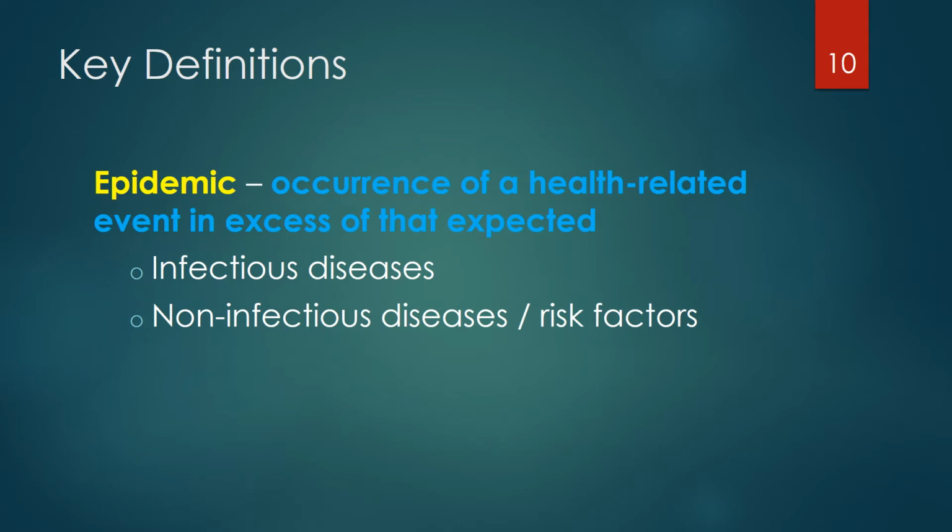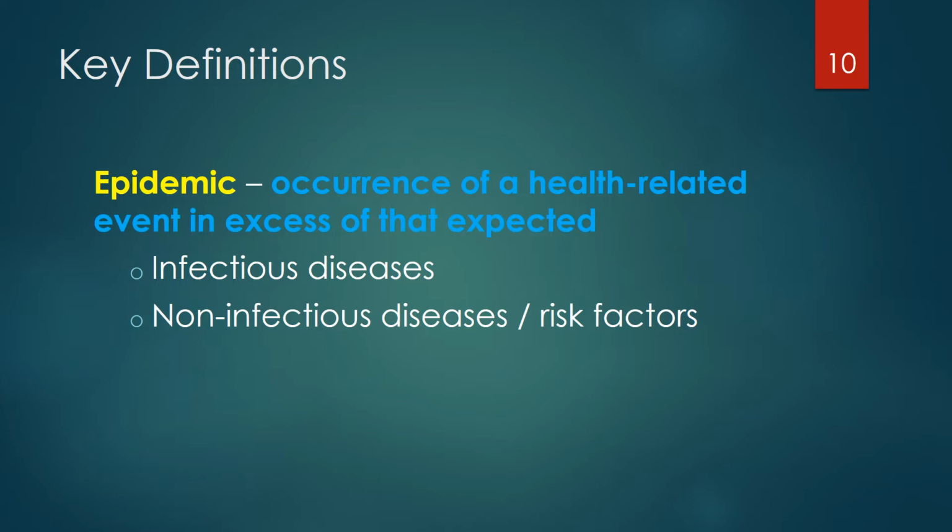Let's now consider some key definitions. An epidemic is defined as the occurrence of a health-related event in excess of that expected. Examples would include infections like influenza, Ebola, Zika, measles, meningococcus, pertussis, hepatitis C, etc. Epidemics may also apply to non-infectious diseases like diabetes, suicide, heart disease, asthma, mesothelioma. The term epidemic also applies to risk factors like obesity, hypertension, inadequate exercise, e-cigarette use, and exposures like those to asbestos and erionite associated with mesothelioma.